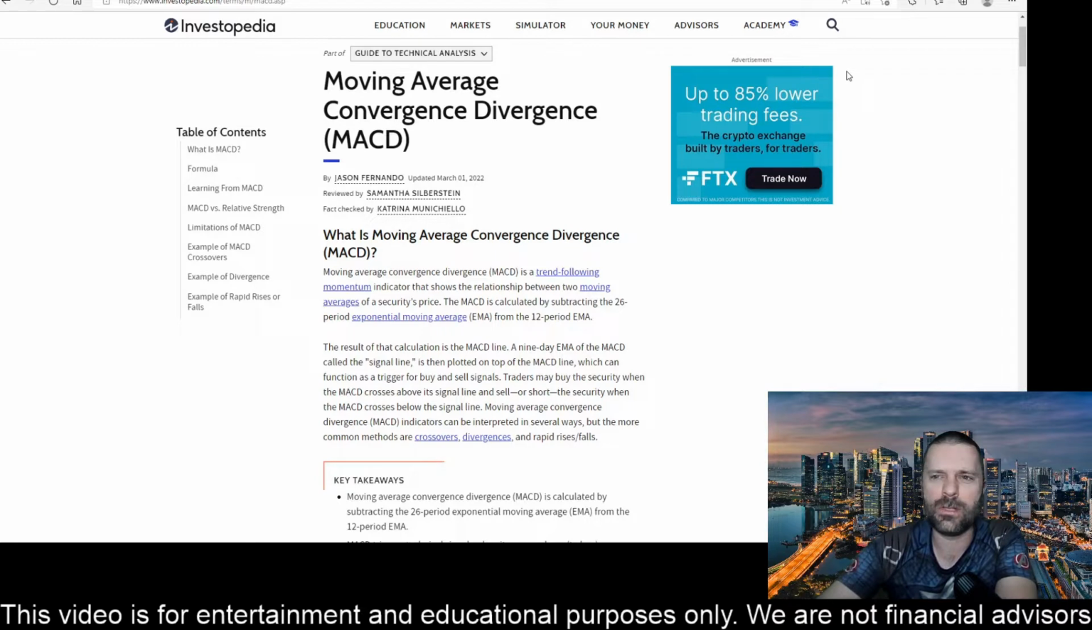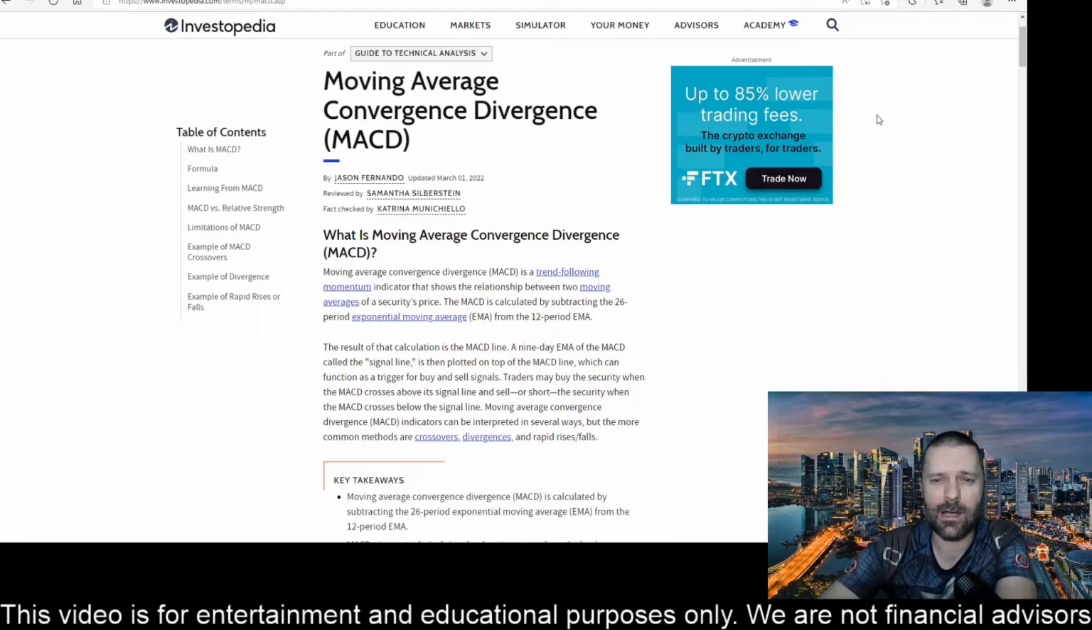I want to talk about using the MACD indicator to help you make high quality trades. So what does MACD stand for? It is Moving Average Convergence Divergence. So moving average convergence divergence, or MACD, is a trend following momentum indicator that shows the relationship between two moving averages of a security's price.